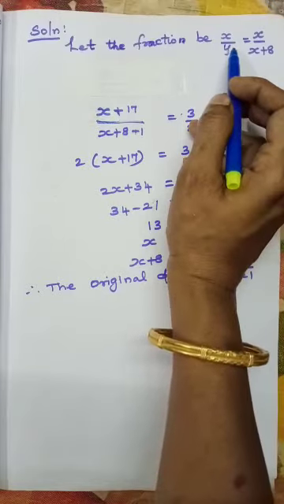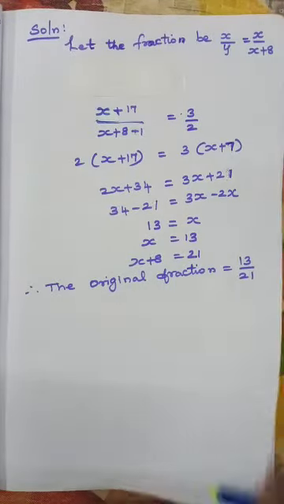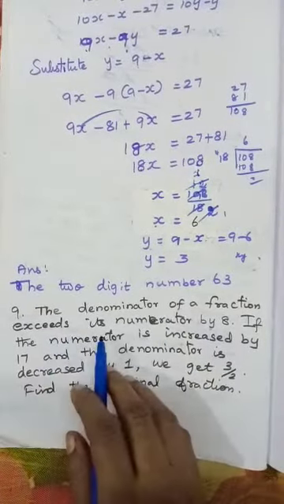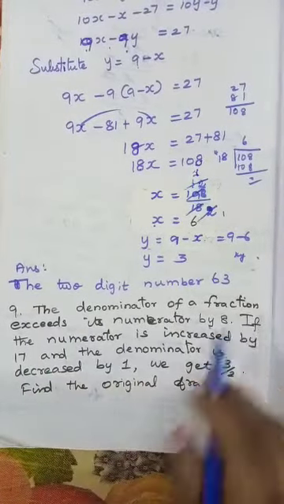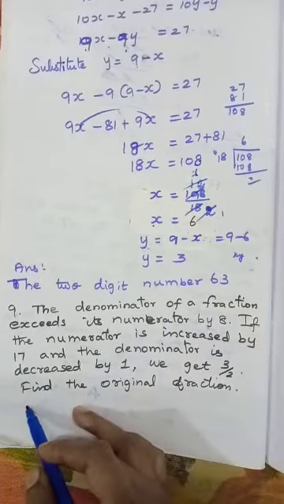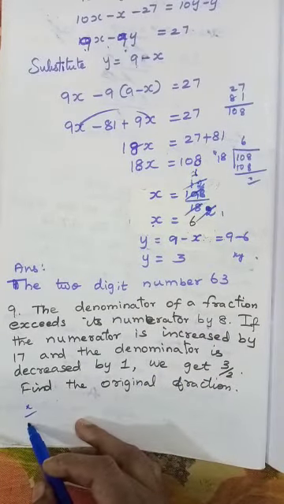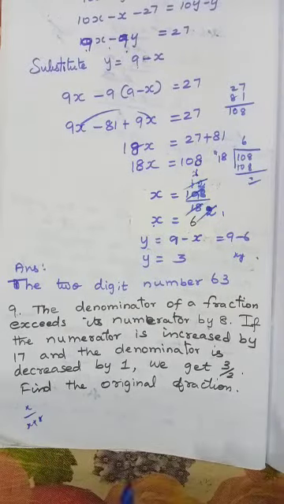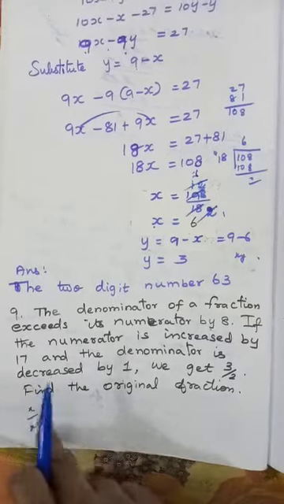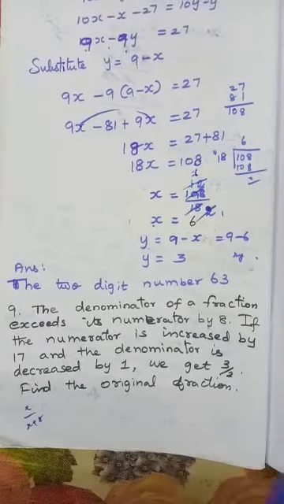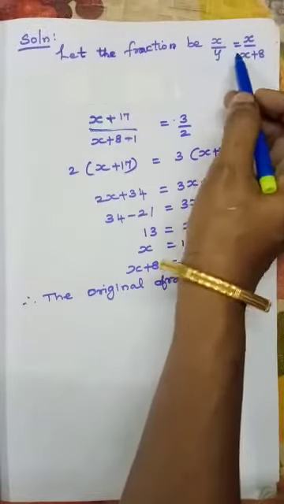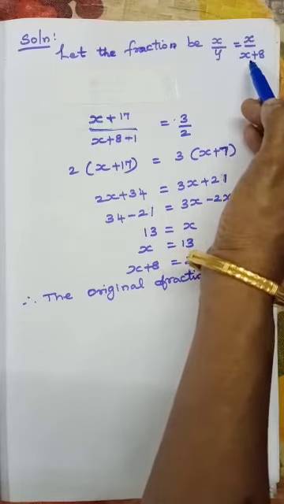In the question, they have said that the denominator of a fraction exceeds its numerator by 8. So if the numerator is x, the denominator is x plus 8. This is the original fraction, and that is what they asked us to find. Let the fraction be x by y, that is x by x plus 8.